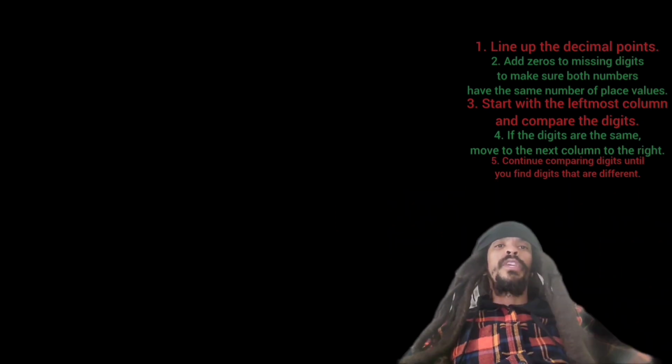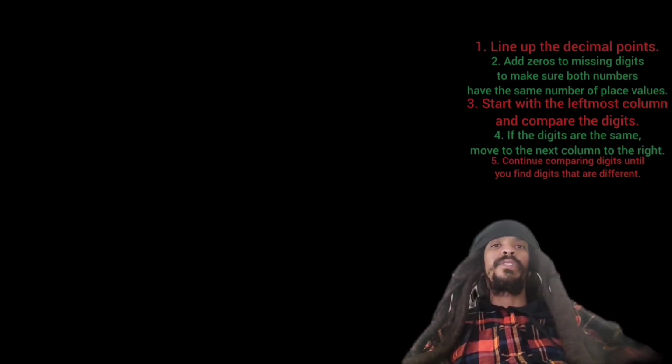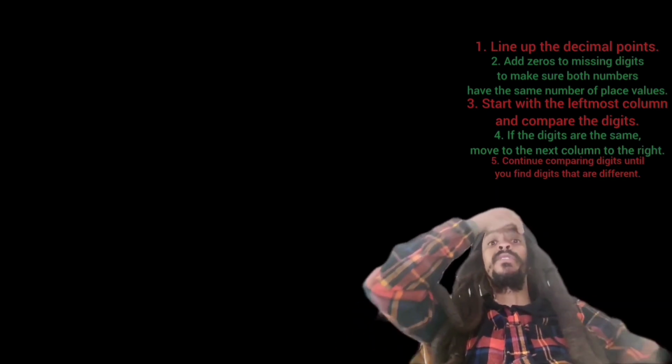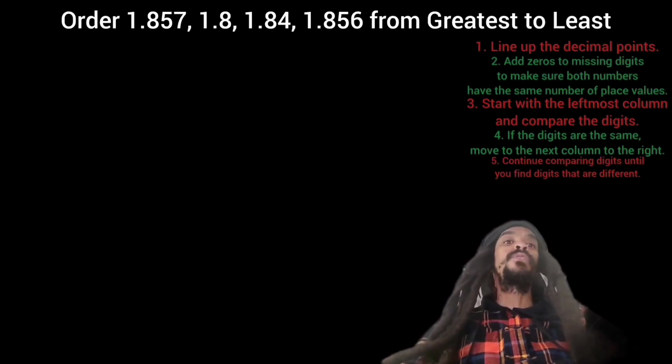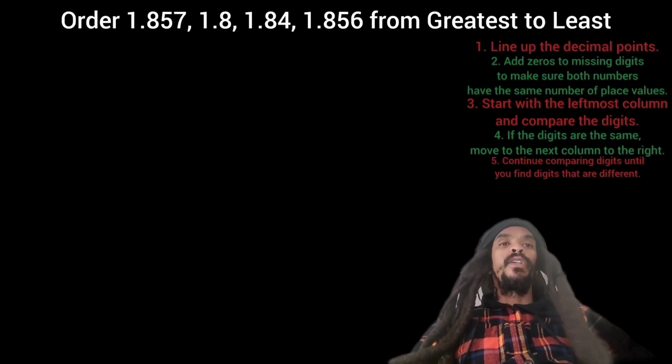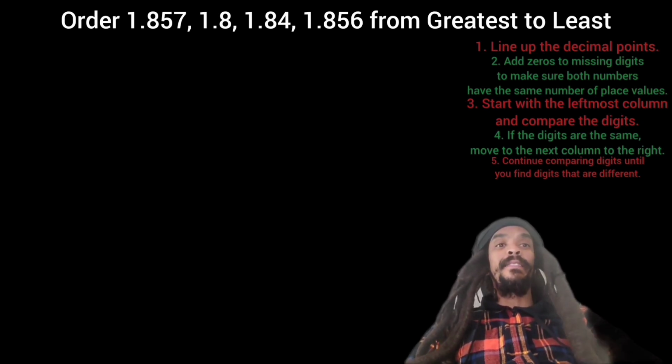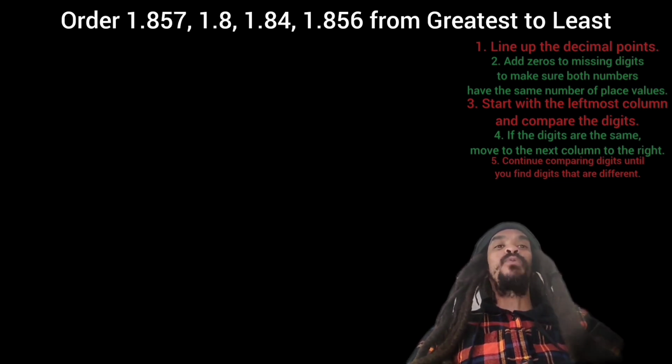All right. Okay, so now let's apply all those steps we just went over to the following problem, because what we would like to do is order the following numbers from greatest to least. Those numbers are 1 and 857 thousandths. We have 1 and 8 tenths, 1 and 84 hundredths, and 1 and 856 thousandths.